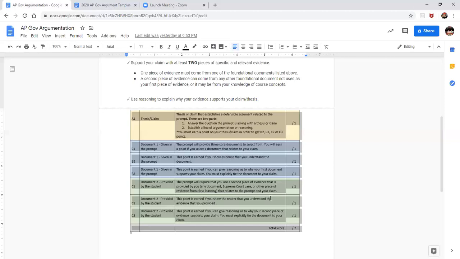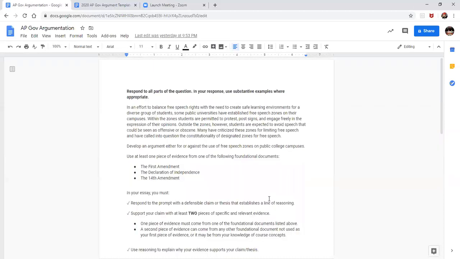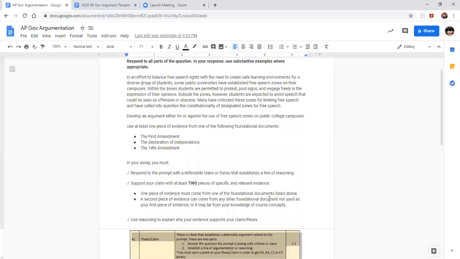So here's a practice argumentation I want to work on today, and I'm going to show you a template, which I really think is good at explaining how it's supposed to be formatted. We're definitely going to use this in our practices as we get closer to the exam.